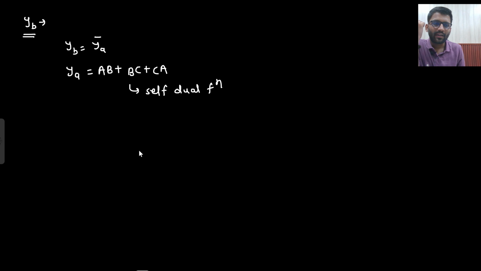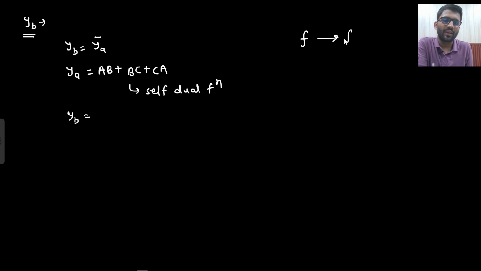Okay. Now let's talk about YB. If I talk about YB, so YB is equal to YA bar. And what is YA? YA is AB plus BC plus CA, and it is a self dual function. If it is a self dual function, then do you remember, what will be its bar? First we take the dual and then we take the individual complement.